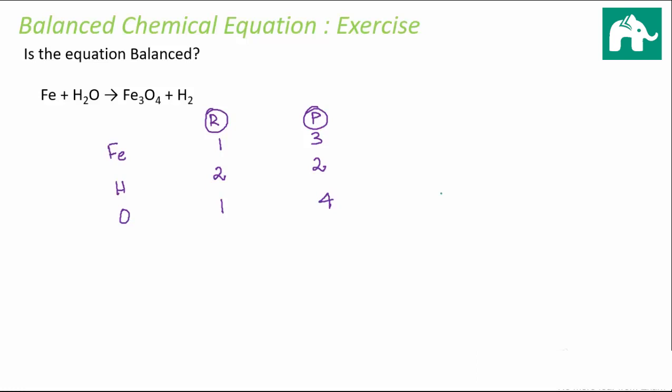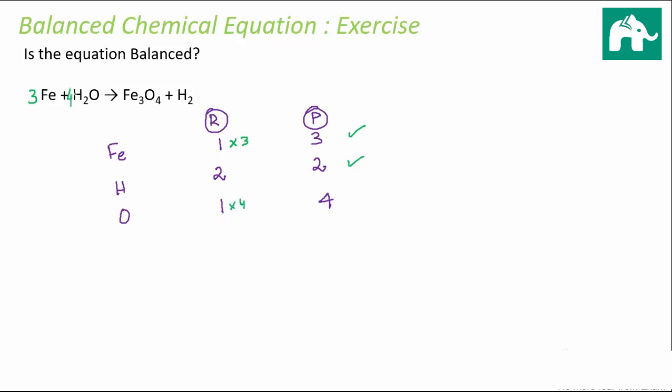Let's try. In order to balance iron, we need to multiply by 3 on the reactant side so that both become equal. So that means we multiply by 3 on the reactant side. Okay, so now iron is balanced. Hydrogen is anyways balanced. What about oxygen? To balance it, we need to multiply by 4 on the reactant side. So here we multiply by 4.